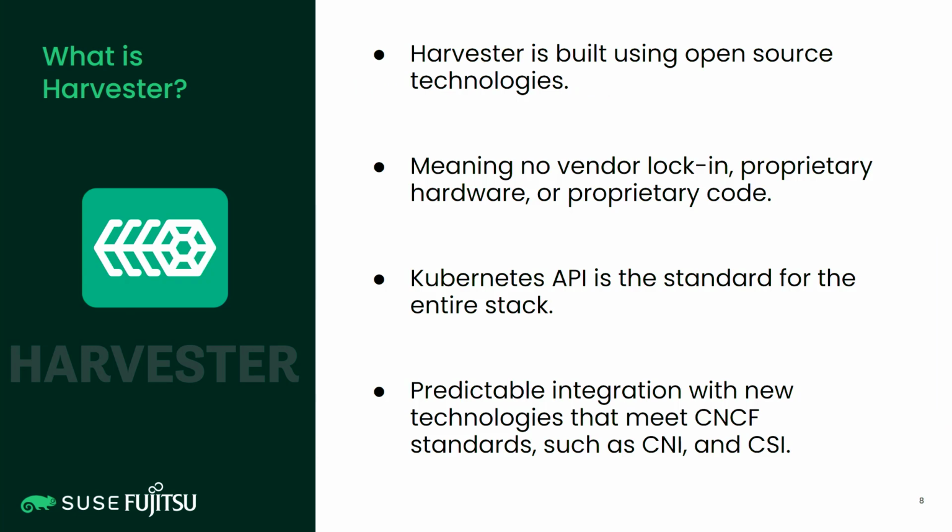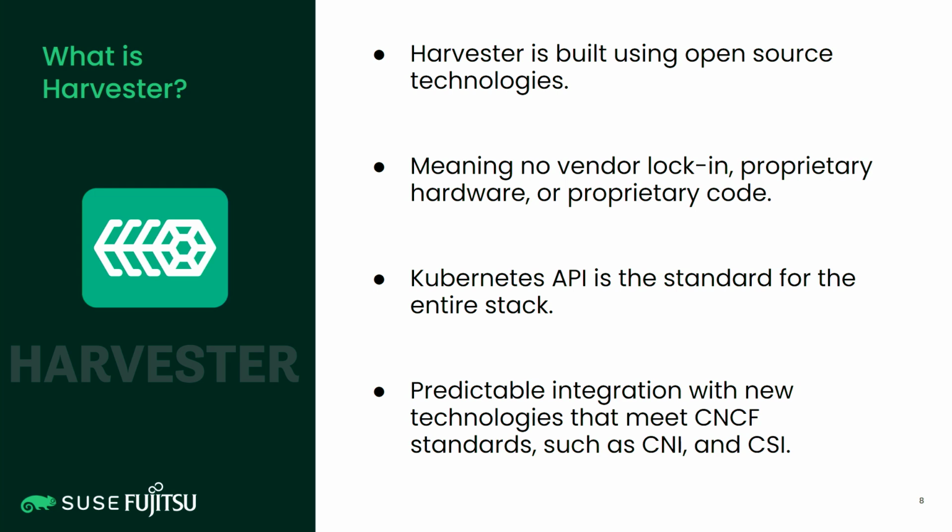Harvester is, like I said, totally open source technology, no vendor lock-in, no proprietary hardware, no proprietary code. You run Harvester, fully open source, on generic industry standard x86 hardware. Pick your hardware vendor of choice. We obviously hope it's going to be Fujitsu. And the Kubernetes API is the standard for the entire stack, using this lovely thing called KubeVirt.